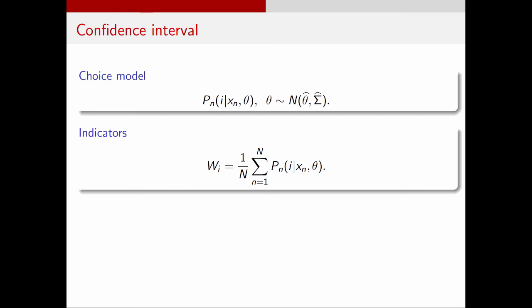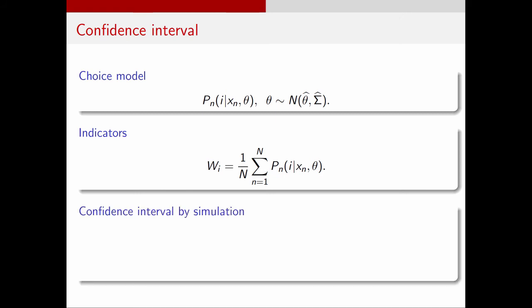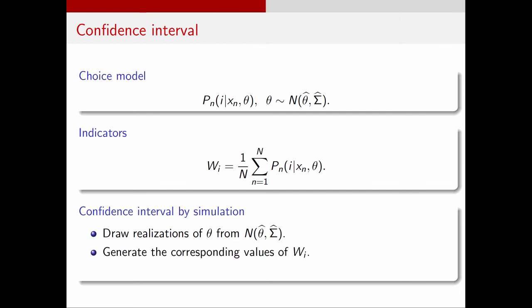Now, how do we calculate the confidence interval? We use simulation. So we draw realizations of theta from the normal distribution with mean theta hat and variance-covariance matrix sigma hat. And for each realization of theta from this distribution, we calculate the indicator Wi. So we obtain a series of realizations of the Wi. And from these empirical values, we calculate, let's say, the 5% and 95% quantiles of these values. And we obtain the 90% confidence intervals for Wi.